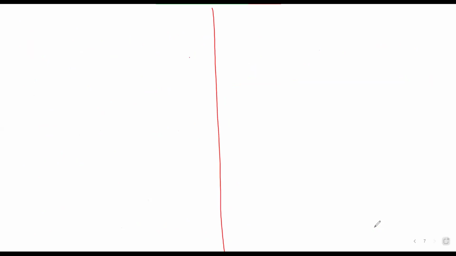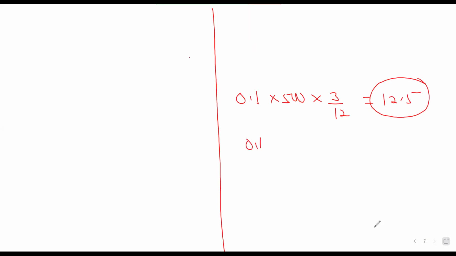Before the parent acquires them, they have done 3 months already, isn't it? So before the parent acquires them, they will pay interest of 0.1 multiplied by 500 times 3/12. Is that correct? What will be the amount? 12.5. So it means that the interest relating to the pre-acquisition period is 12.5. So what will be the interest for the post-acquisition period? It will be 0.1 multiplied by 500 multiplied by 9/12. What are you getting?